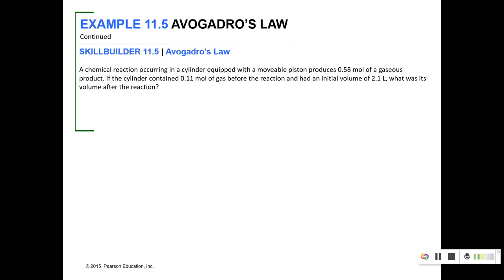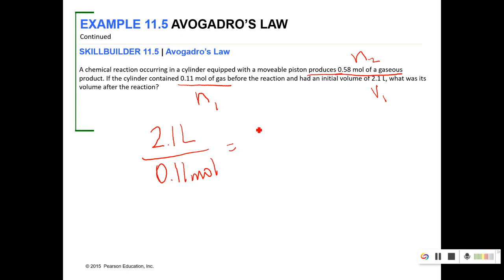Okay, so that's the same question. Let's do a different one. I've got 0.58 moles of gas and 0.11 moles. And it says before the reaction, so this is N1. This is N2. Also, it says produces. Our initial volume is V1, and it wants to know the volume after. So I've got 2.1 liters over 0.11 moles equals V2 over 0.58 moles.